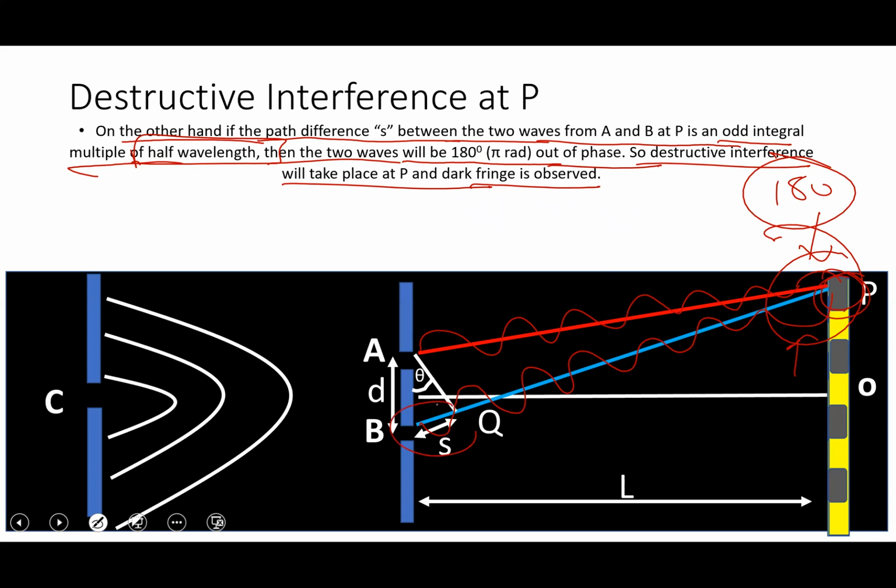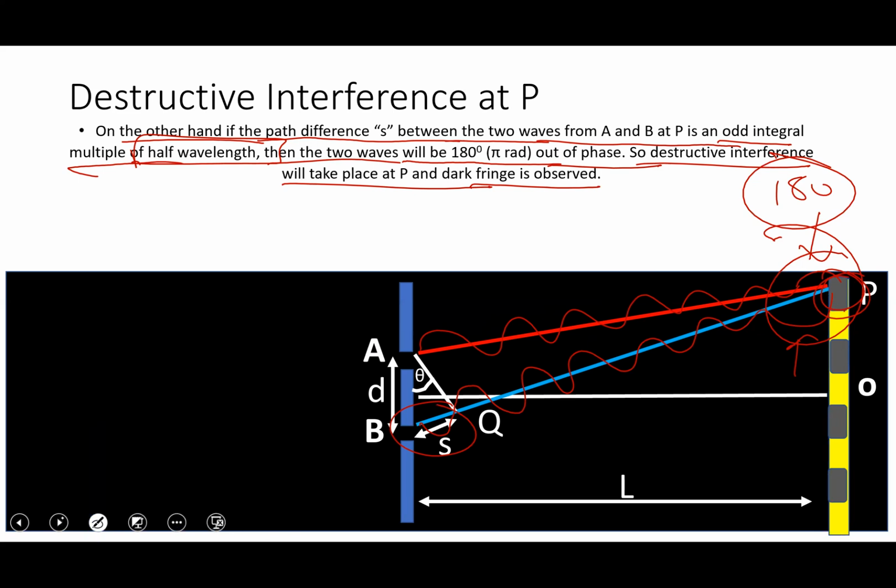So it is all because of this S, the distance between B and Q. So let us derive its formula. We have the same concept, A, P, and Q of the triangle.